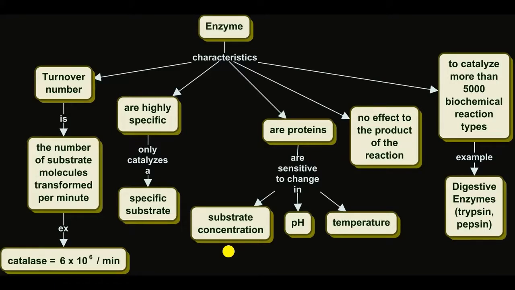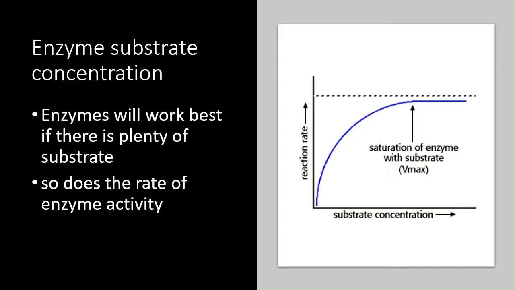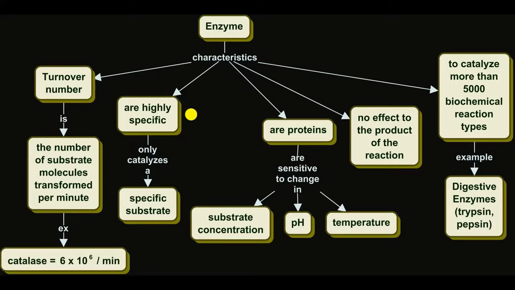Enzymes are also sensitive to the substrate concentration, or the amount of substrate that it will actually process for biochemical catalysis. So, enzymes will work best if there is plenty of substrate, and thus the rate of enzyme activity follows. Enzymes are also highly specific, meaning an enzyme only catalyzes a specific type of substrate.